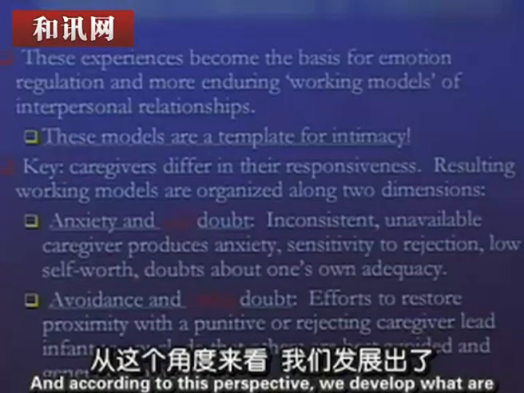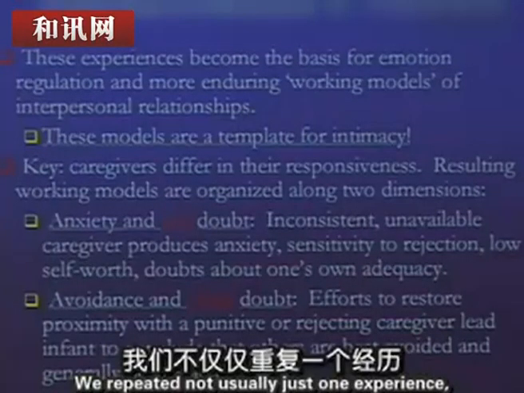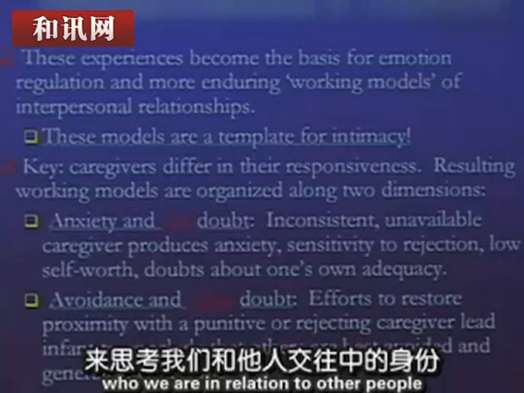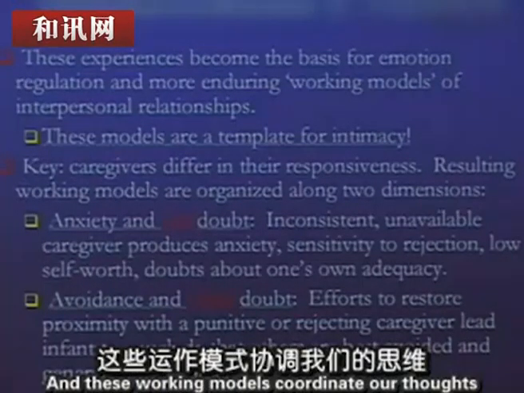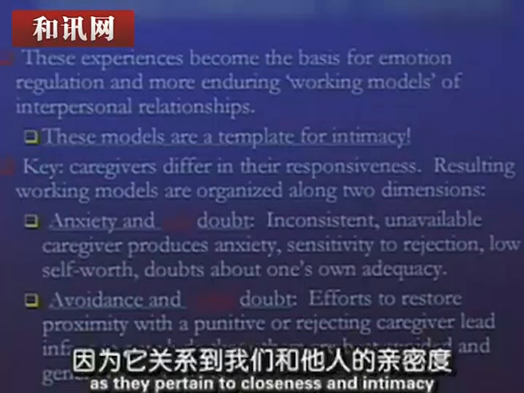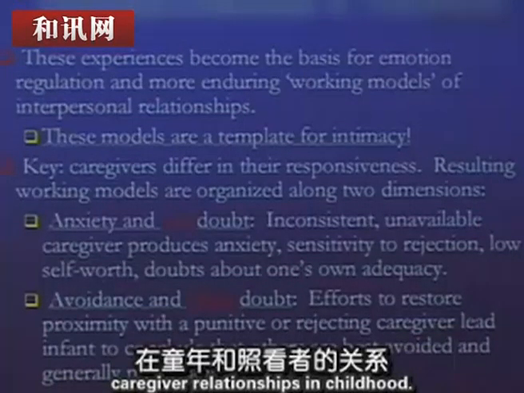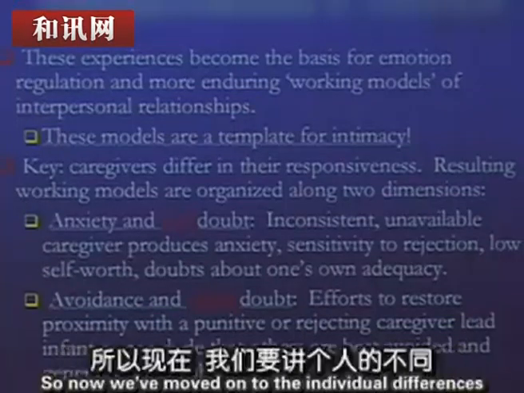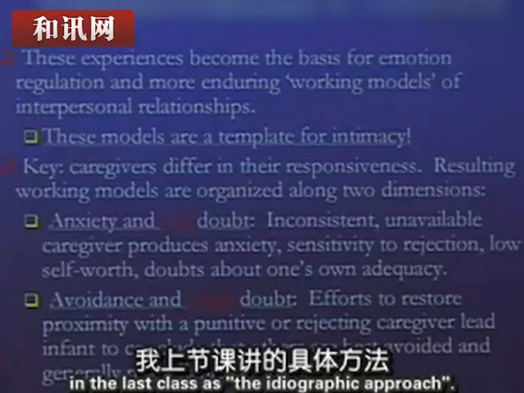And according to this perspective, we develop what are called working models of interpersonal relationships. We develop on the basis of these experiences, usually not just one experience, but repeated over time, a way of thinking about who we are in relation to other people and who other people are in relation to us. Okay? And these working models coordinate our thoughts and our feelings and our behaviors as they pertain to closeness and intimacy with intimate others. By the way, right now we're mostly talking about infants, caregiver relationships in childhood. And the important idea is that caregivers vary in their degree of responsiveness, right? So now we've moved on to the individual differences part of the model, what I think I referred to in the last class as the idiographic approach.